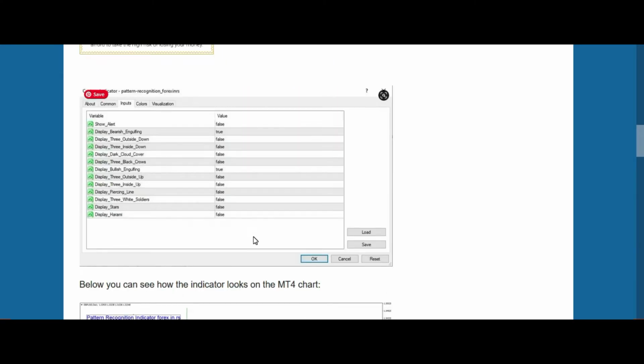Now, we will try to create some small review about this indicator, how you can use it, how it can maybe be easier for you to trade if you have this indicator, etc.